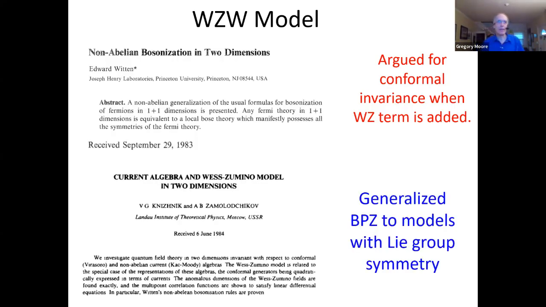After the BPZ paper, Knizhnik and Zamolodchikov generalized these BPZ methods to models with Lie group symmetry and found again this kind of finite factorization in the Wess-Zumino-Witten model, and also differential equations obeyed by correlation functions, now known as the Knizhnik-Zamolodchikov equations.